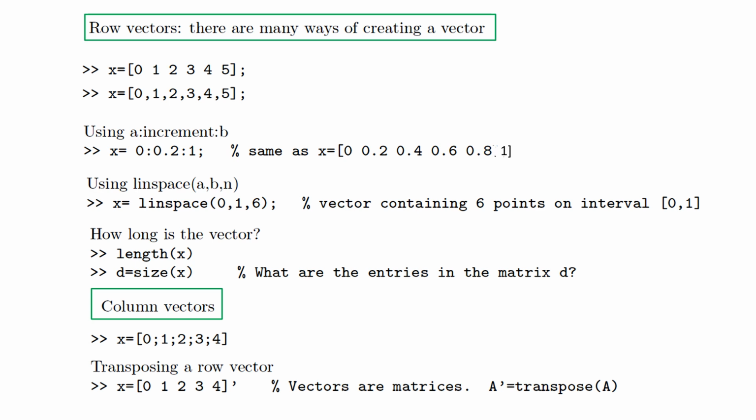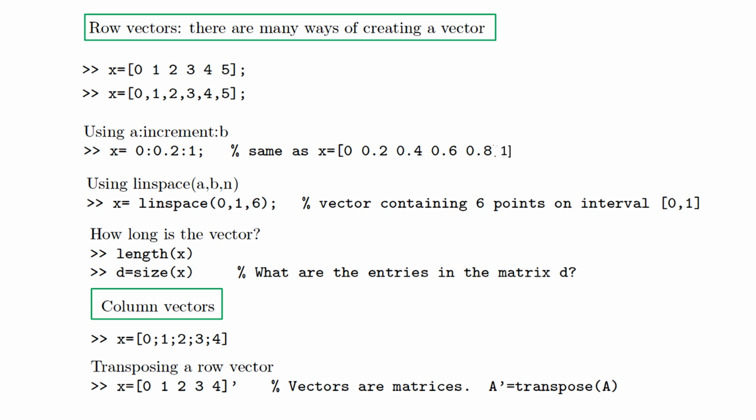In order to find the size of the vector, we can call size of x, and this will give us the number of rows and columns in that vector. So these are the different means by which we can create a row vector.